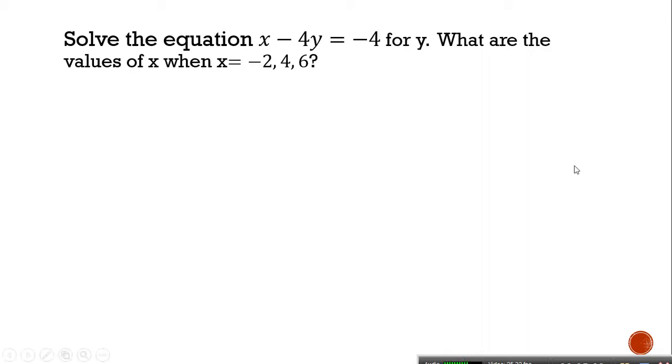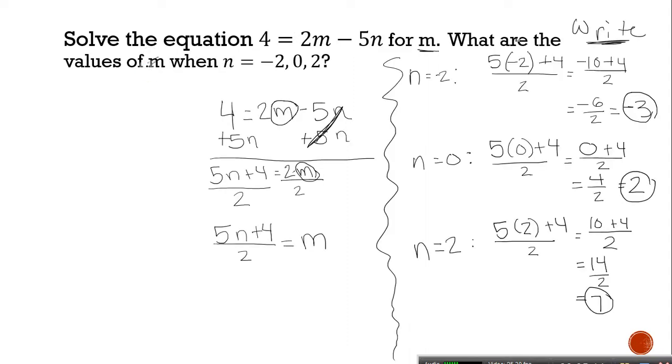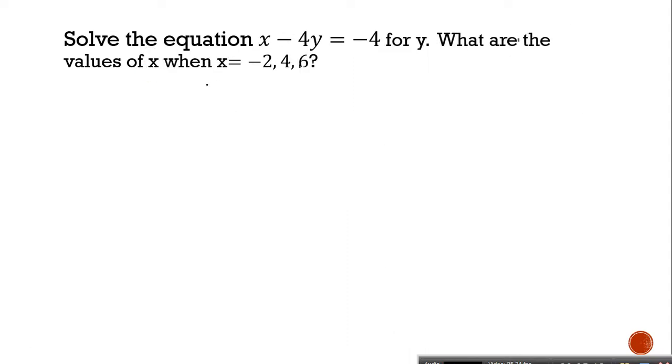So they want me to solve the equation x minus 4y equals -4 when I have y. And then they want me to plug in some values for x. Oh, this should say y right there. That should say y. So you're going to want to also write this one down. So I got x minus 4y equals -4. They want me to solve for y, so I'm going to circle y. Make sure I don't lose them.